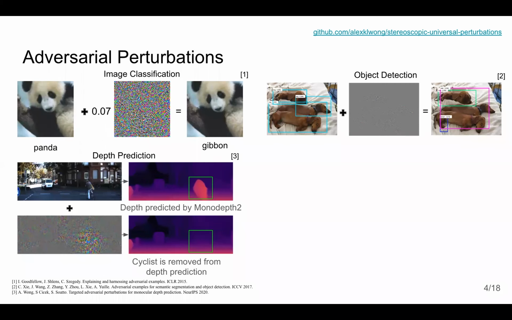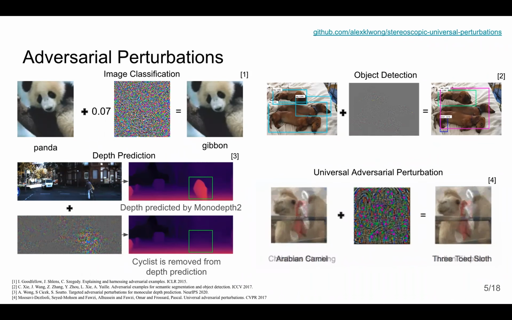or a person. Not only that, they can also affect regression tasks like single image depth prediction, where a perturbation image can be optimized to control the output of the network to produce a specific desired target. For example, on the bottom left, the perturbation can fool the depth prediction network to remove the cyclist from the output. These perturbations are optimized with respect to a specific single image and network trained on a specific dataset. And so it typically does not transfer across networks or datasets.